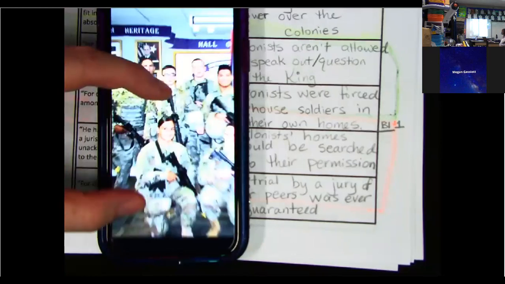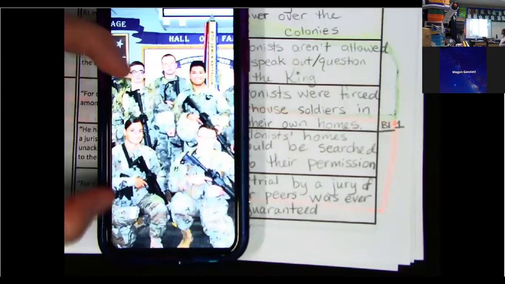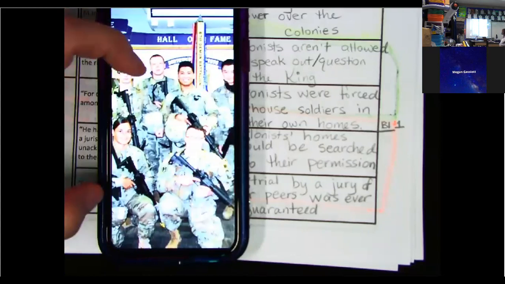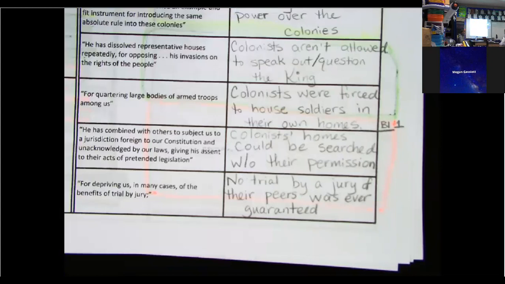But please remember when it says quartering large soldiers, it doesn't mean literally quarter them up like a chicken or a potato. It means to give them refuge, housing. When you quarter up a potato, it's chop it up. When you quarter up a chicken, it's chop it up. When you quarter troops, give them housing. Okay.